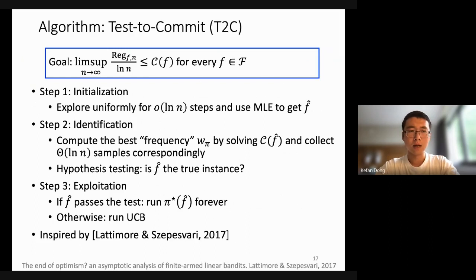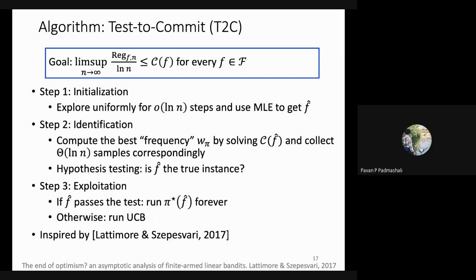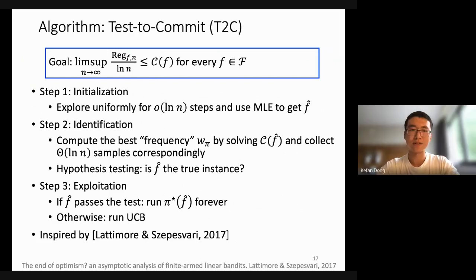I think an equivalent way of stating this algorithm is to selectively change step 3. So if f hat doesn't pass the test, we can just go back to step 1 and run this all over again. In that sense, we can tune this frequency w pi again by rerunning this initialization phase. That will give you the same theoretical guarantees. Okay, so we're going to eliminate the bad ones at step 3 iteratively. Yep. Okay. Thank you. Yeah, thanks for the question.